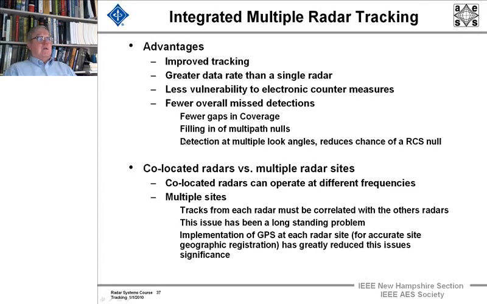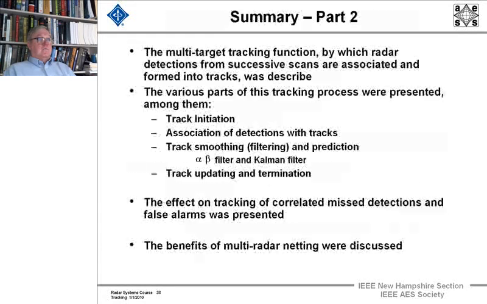You can fill in multipath nulls, and detection at multiple look angles reduces the chance that you'll be looking at an RCS null. If you're looking at the null in one direction, it's probably not a null in the other. Looking at co-located radars versus multiple radar sites, the co-located radars can operate at different frequencies, and that can help. With multiple sites, the tracks from each radar must be correlated with the other radars, and that can be a significant issue. It's been a long-standing issue, and the implementation of GPS on each radar site for very accurate site geographic registration has greatly reduced that issue.